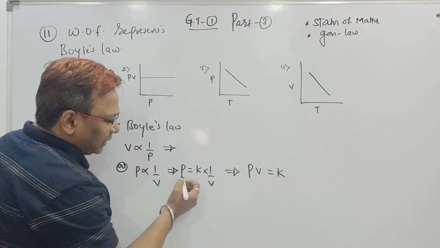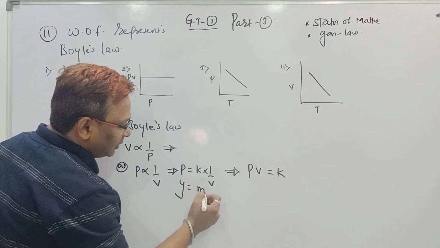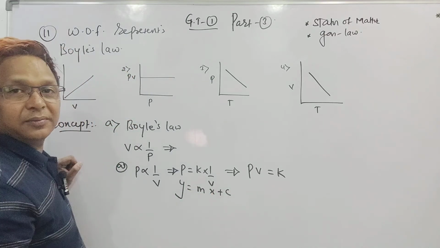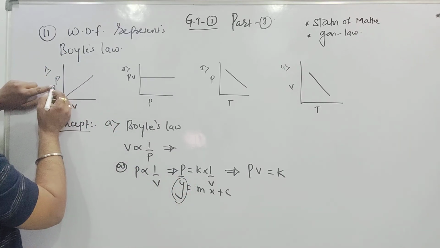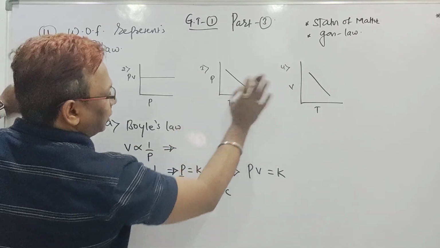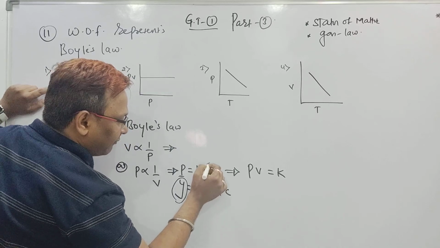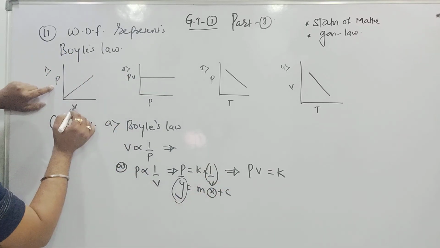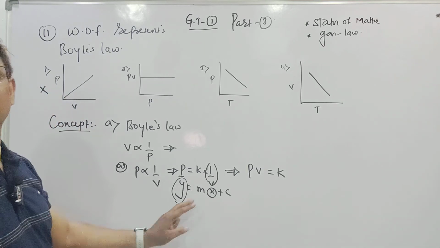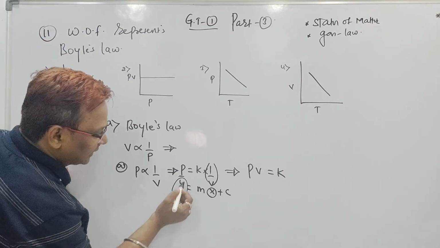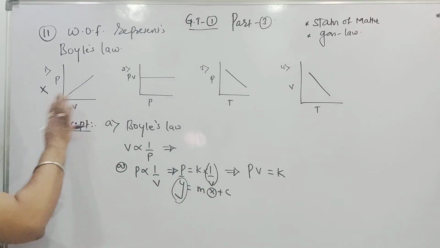Now see here, when we are taking P equal to K into 1 by V, compare it with y equal to mx plus C. On the y-axis we should have P. Yes, sir, on the y-axis we have P, leave it. But on the x-axis we should have 1 by V. Sir, on the x-axis we have V. So this is not the correct graph for Boyle's law. Is it clear? On the y-axis P is there, yes, but on the x-axis 1 by V should be there. But V is given, so it is not correct.